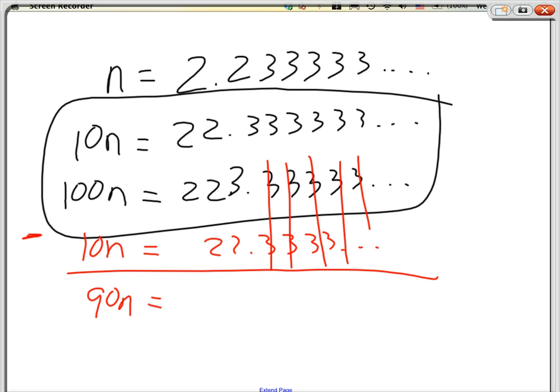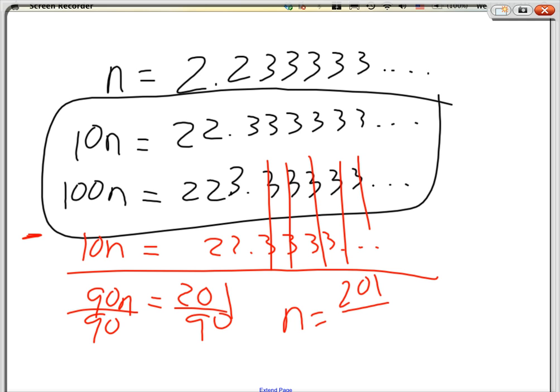So 223 minus 22 is 201. 3 minus 2 is 1, right? Clear? We divide by 90 both sides. And then we have n equals 201 over 90. And we have ourselves a fraction to represent that repeated decimal.